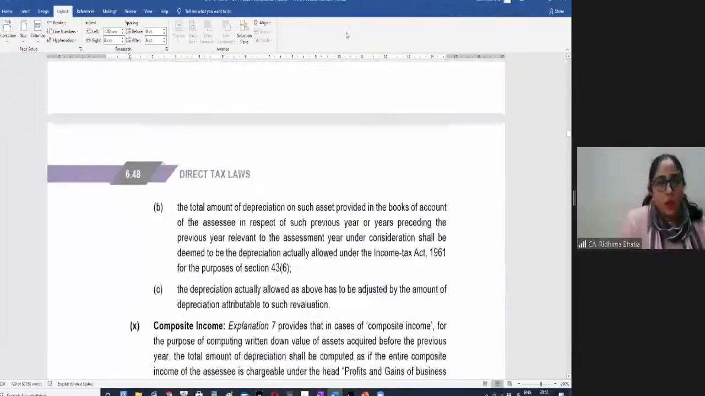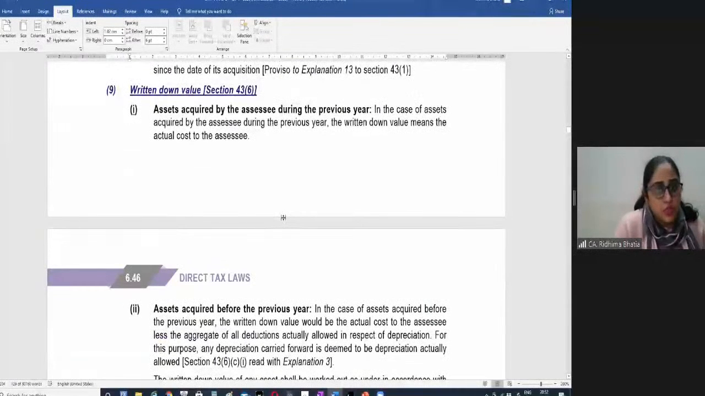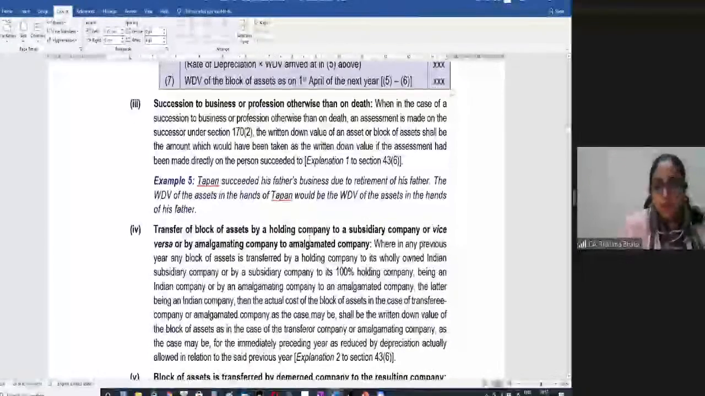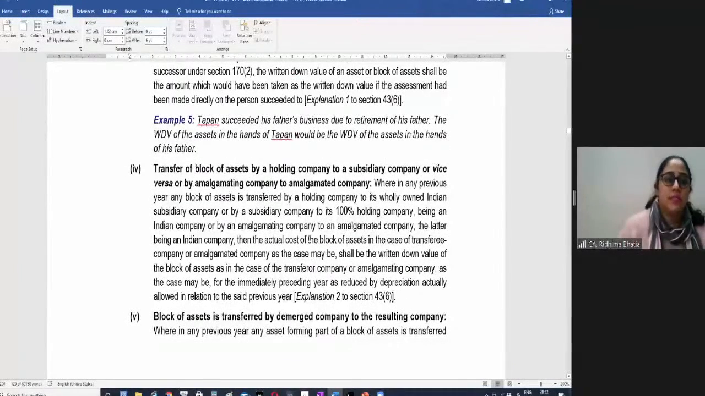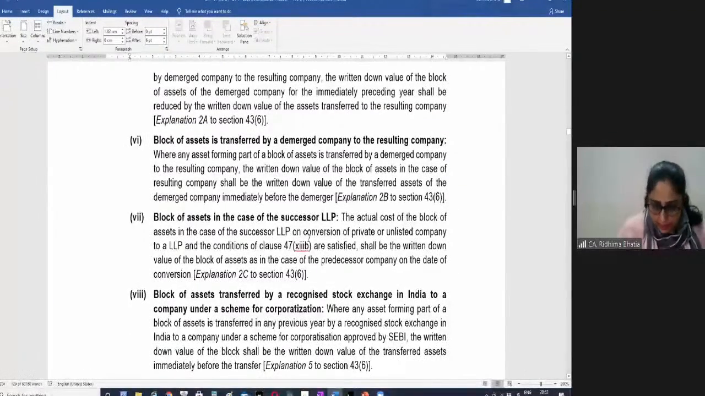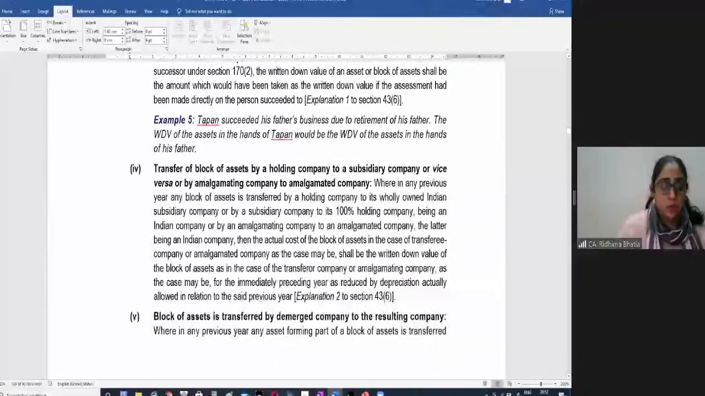Okay, so till now I understand that you have got the idea of how things work. Actual cost we have discussed. Written down value is actually your homework because it is more or less to be understood along the same lines, and we have discussed a lot of it. Basically, you have to have a hold of succession: transferring to the amalgamated and amalgamating company, block of assets for demerged and resultant company. Read this and do all the questions, the ones we have discussed and the ones in your exercise.